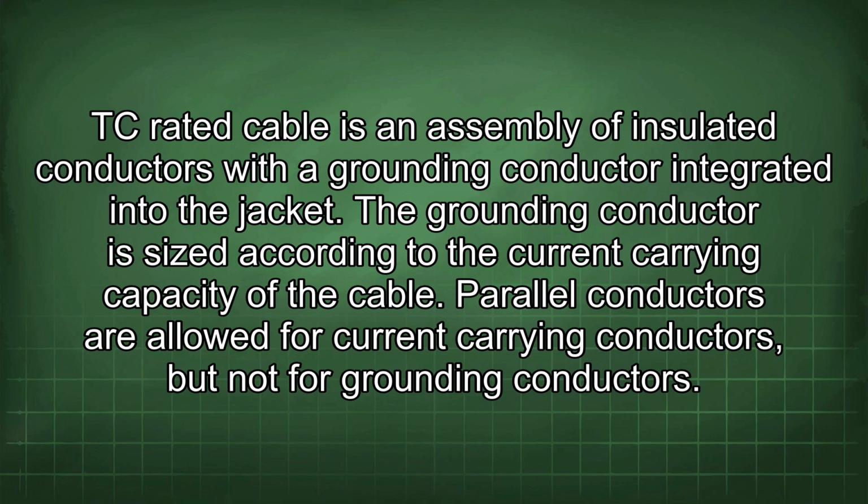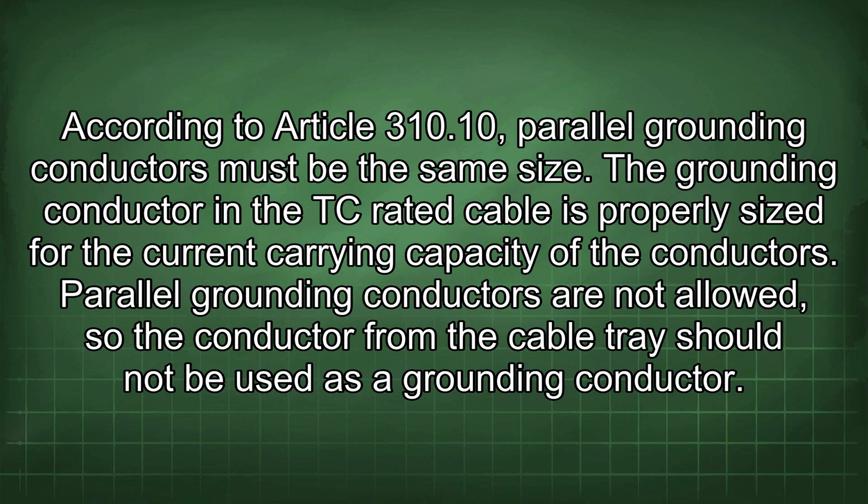The grounding conductor is sized according to the current carrying capacity of the cable. Parallel conductors are allowed for current carrying conductors, but not for grounding conductors. According to Article 310.10, parallel grounding conductors must be the same size. The grounding conductor in the TC-rated cable is properly sized for the current carrying capacity of the conductors.